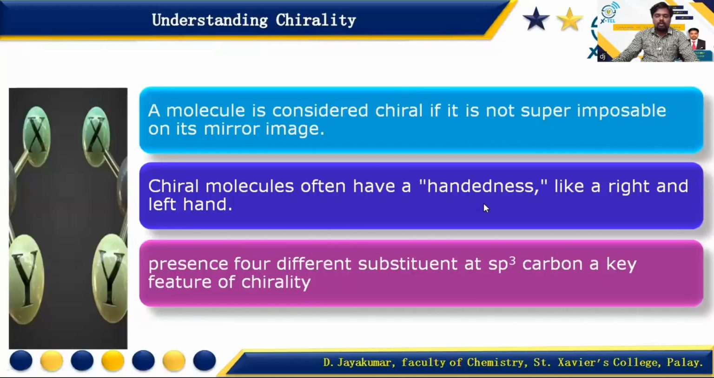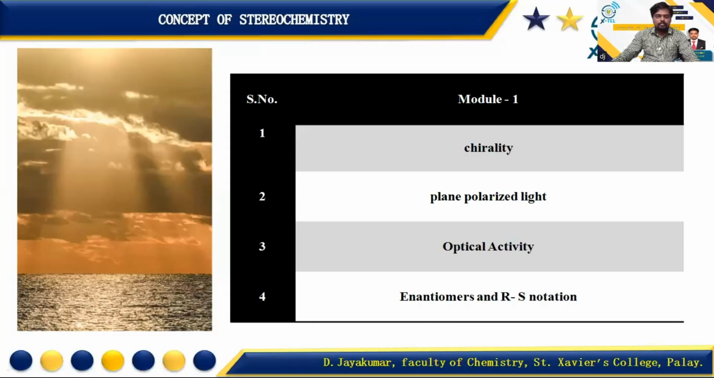Now we'll move on to the module. The module discusses what is chirality, what is plane polarized light, what is optical activity, little about what is enantiomerism and RS notation. All these things are covered in this particular module.